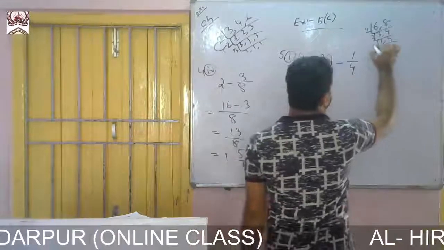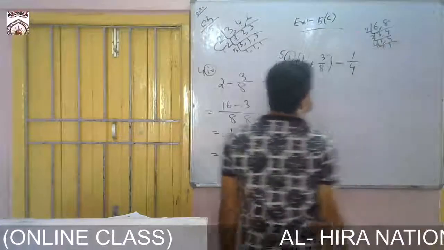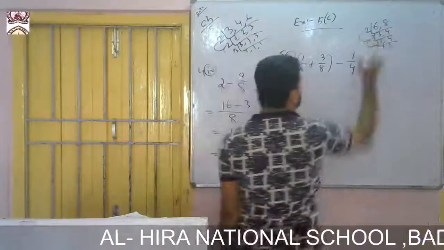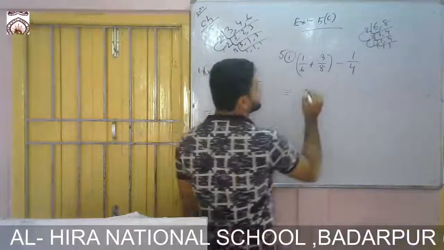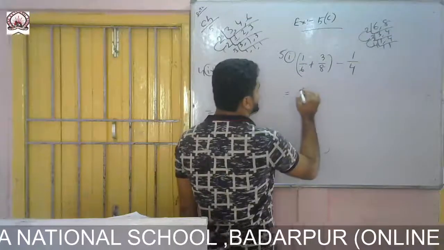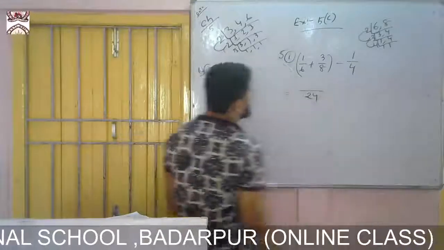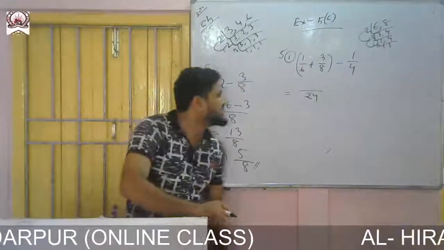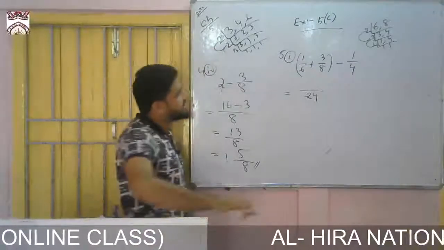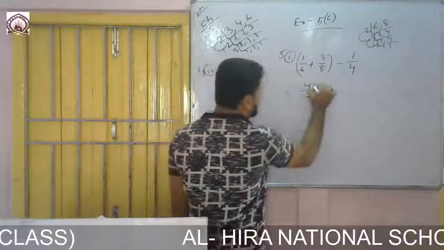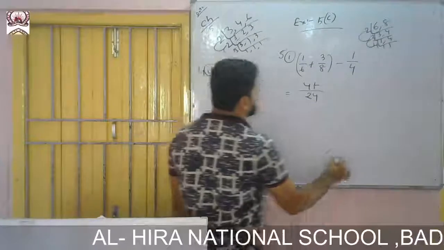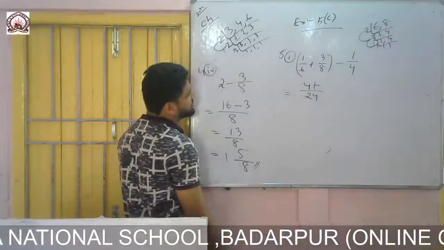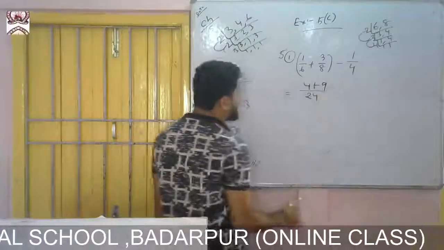Here with 4 1s are 4, here 1. So we are getting 4 3s are 12, 2s are 24. So we are getting 24. 6 how many are 24? 6 4s are 24, so 4 1s are 4. Plus 8 how many are 24? 8 3s are 24, so 3 3s are 9.